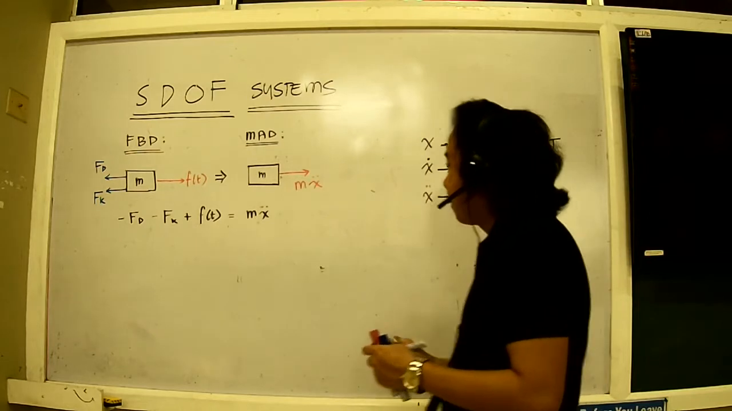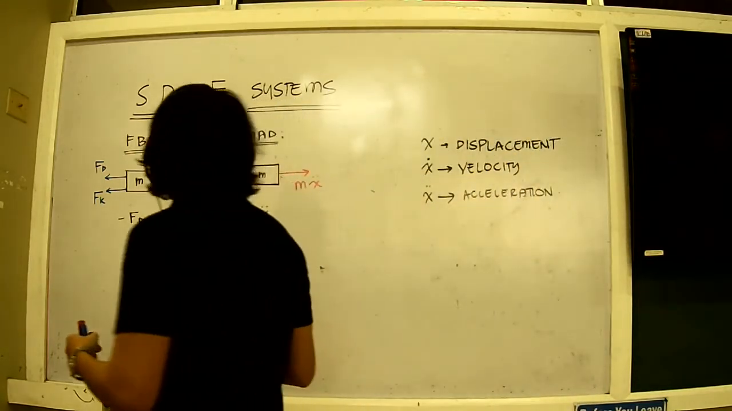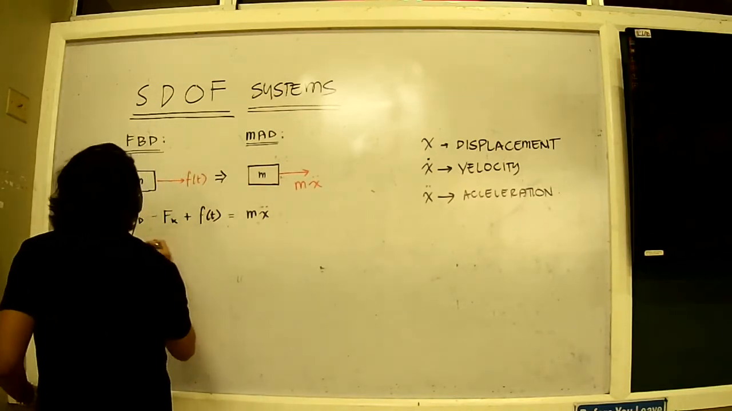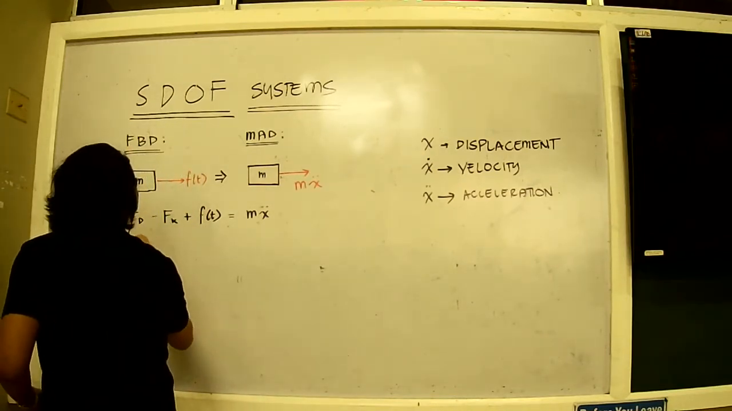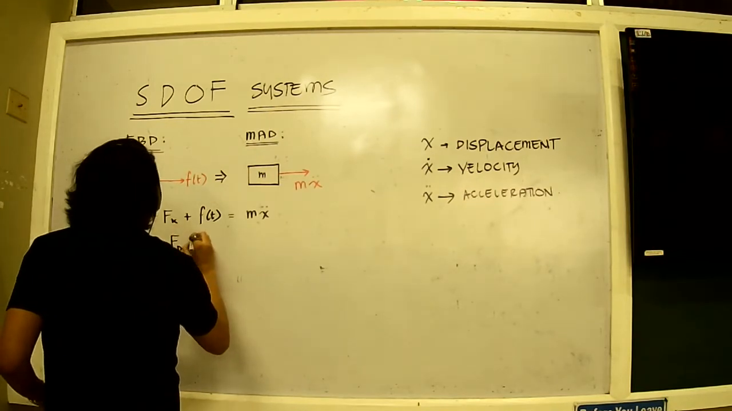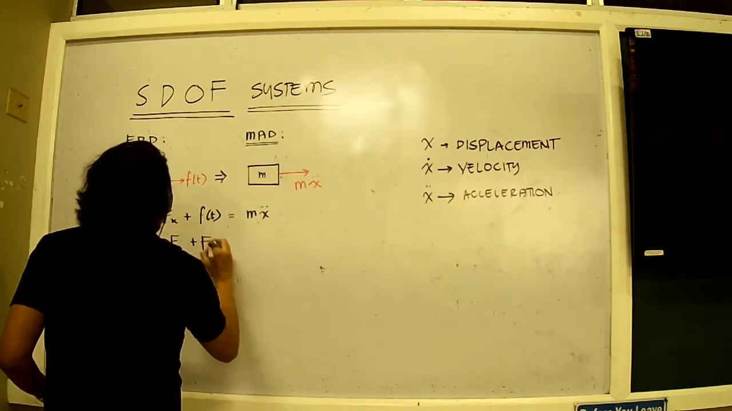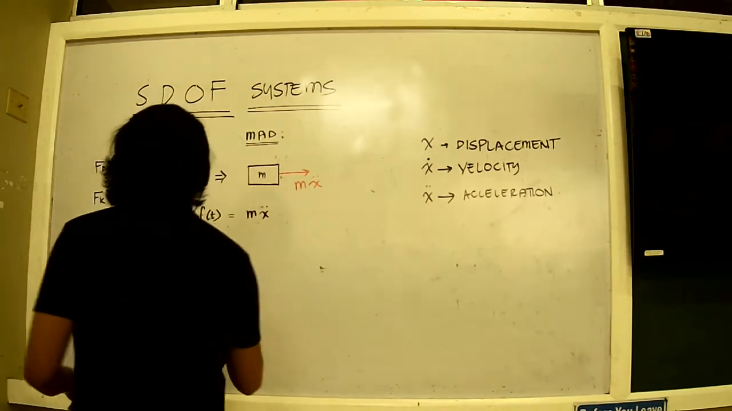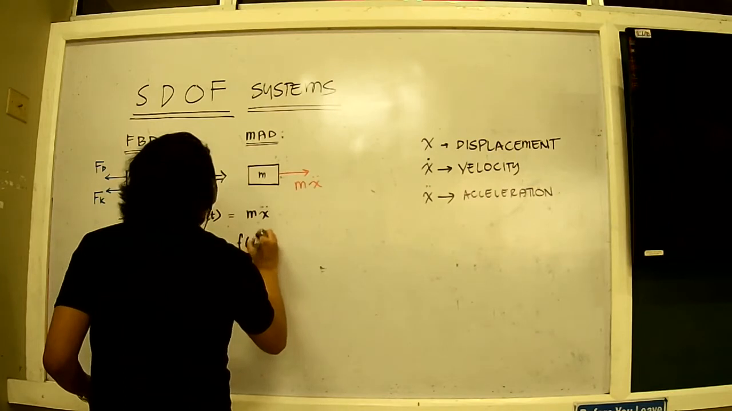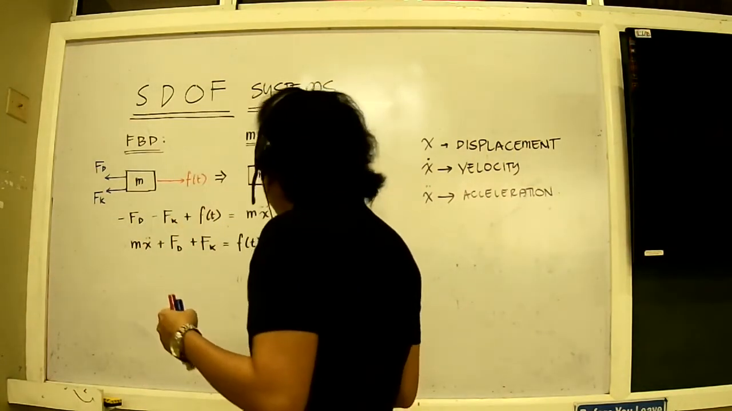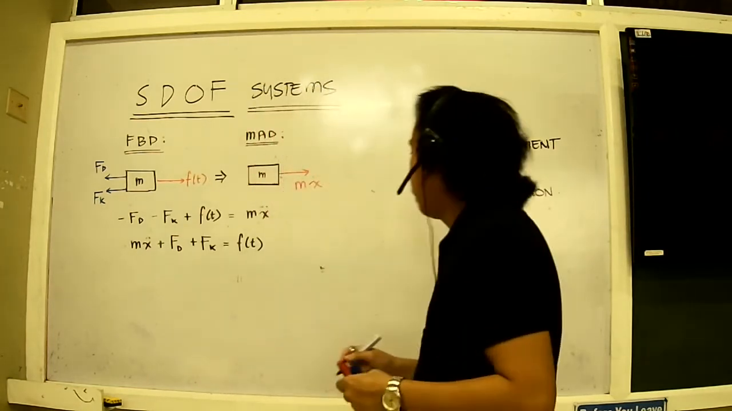Now, when we rearrange these terms, we'll find out that this is actually equal to m x double prime plus the force of damping plus k x, and this would be equal to f of t. Okay, so consequently this is our expression.